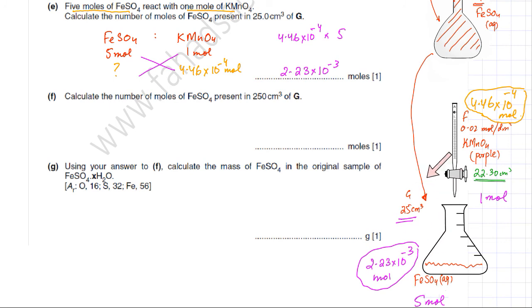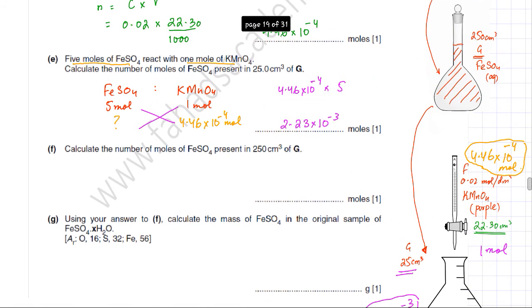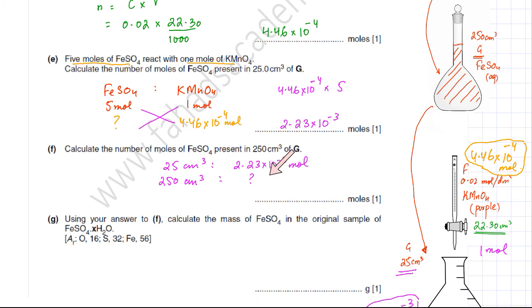So if 25 cm cube contains these many moles, the original 250 cm cube solution would contain how much moles? So that's again simple ratios that we know that 25 cm cube contains 2.23 times 10 to the power minus 3 moles. So what would be the quantity in 250 cm cube? How many moles of FeSO4 would be present in 250 cm cube? So using simple ratios, the quantity would be 10 times this value.